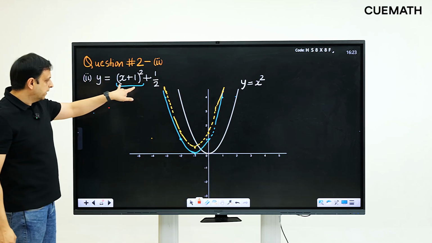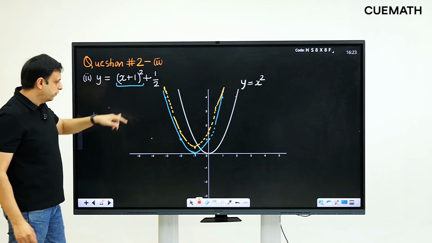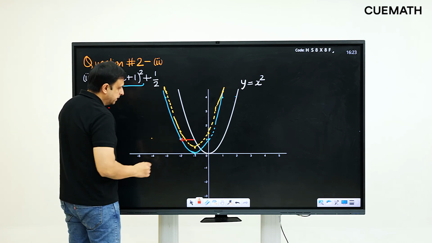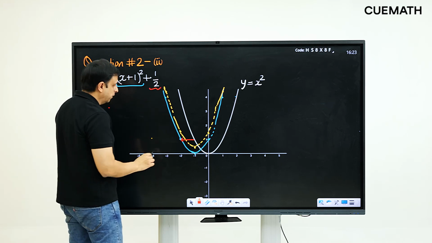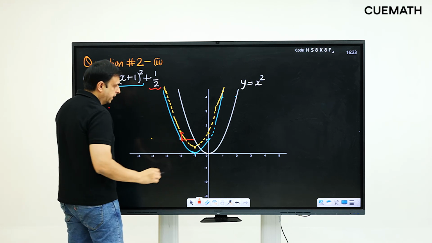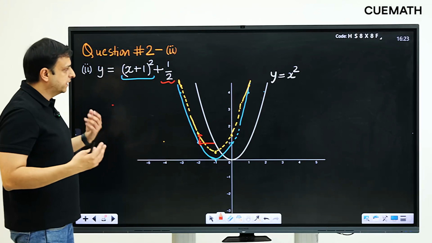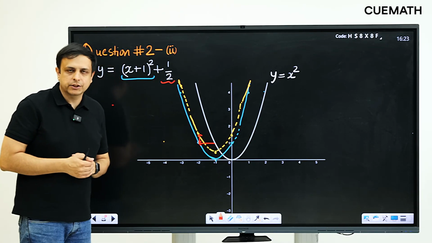So what is really happening here is first a leftward shift of 1 unit like this, and then an upward shift of half units like this. So that is really the two translations that happened here. So this is all about horizontal translations.